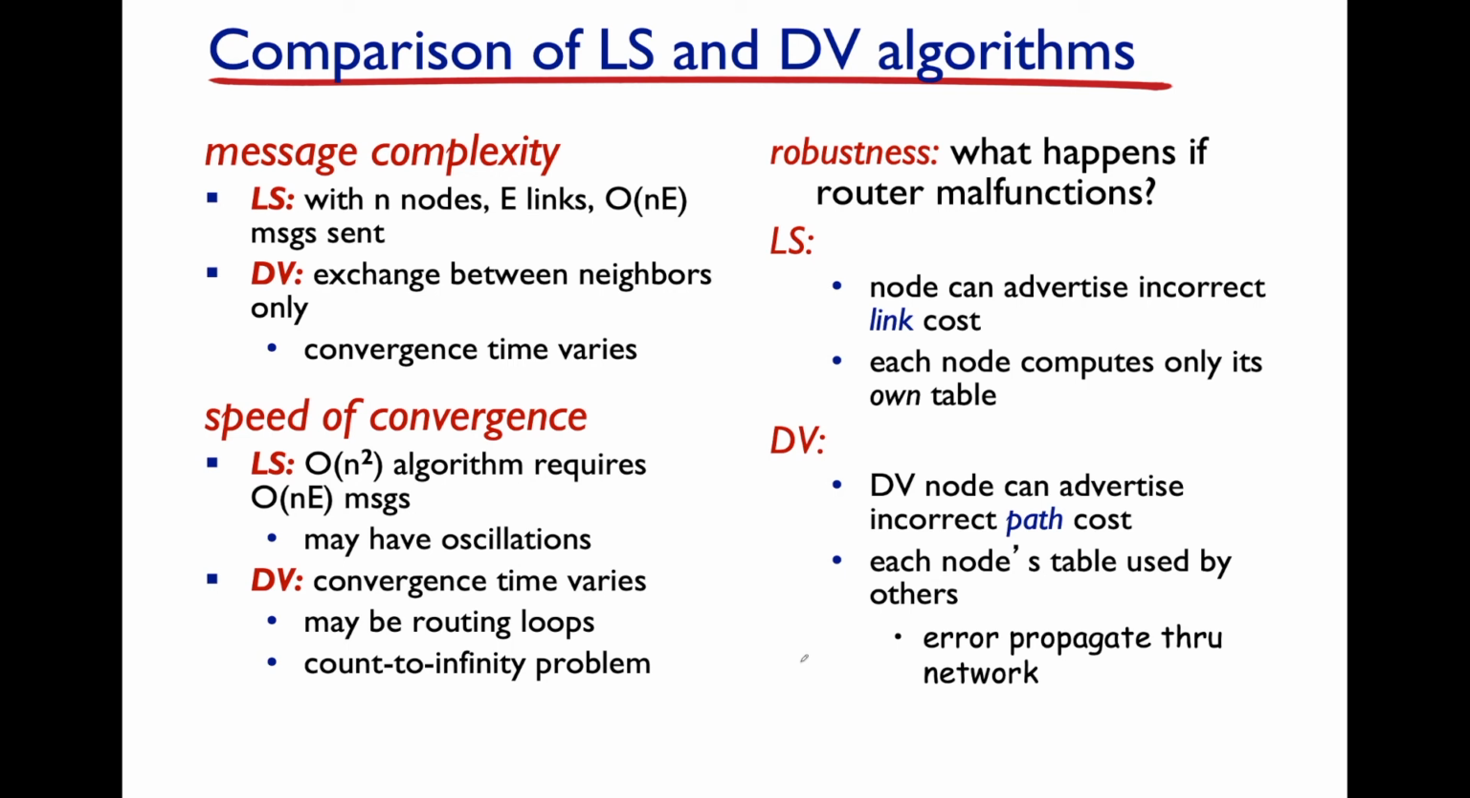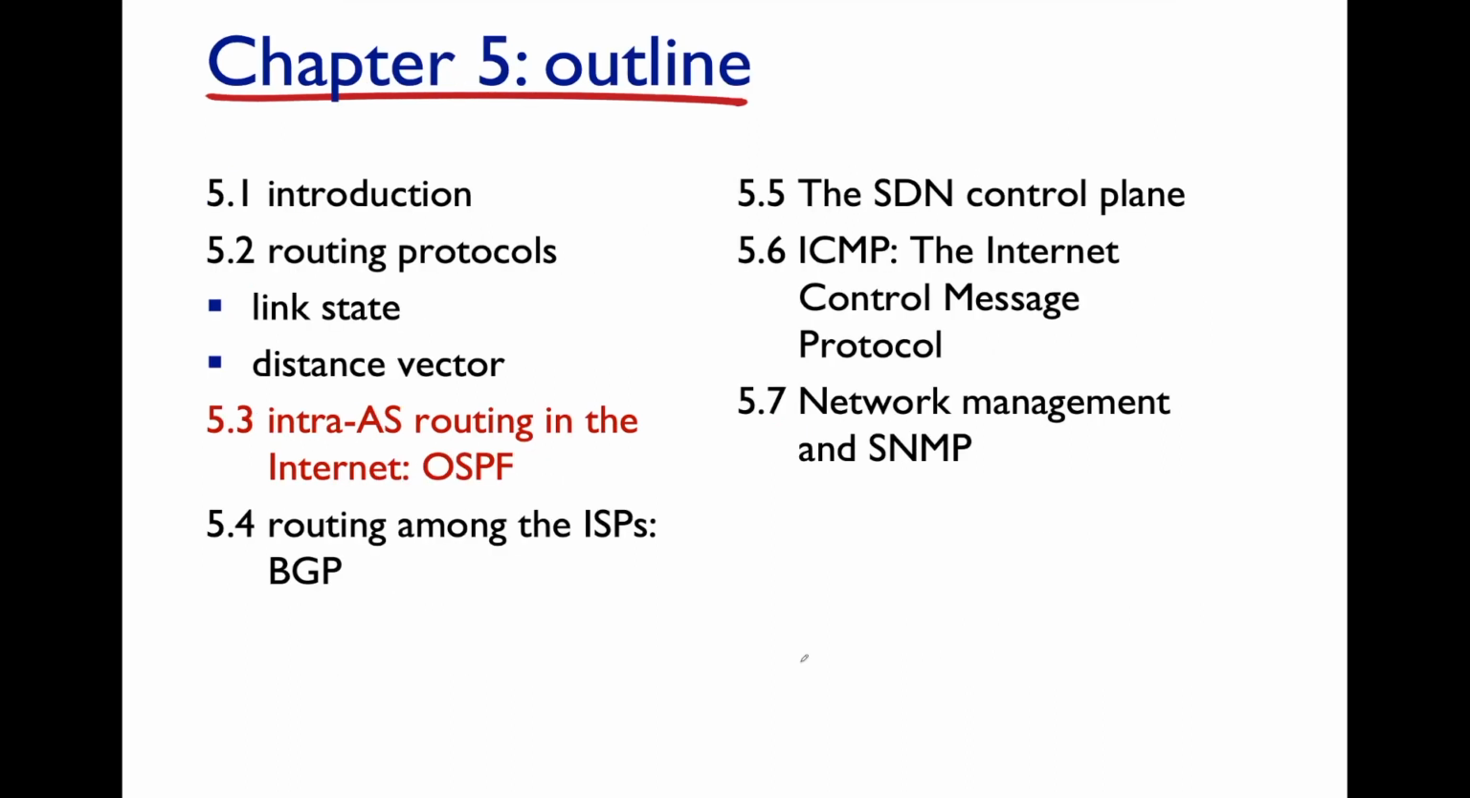Robustness: what happens if a router malfunctions? For link state routing, a node could possibly advertise an incorrect link cost. That would be fairly catastrophic, though each node only computes its own table. So if you advertise an incorrect cost, everyone gets this, they run their link state, and they have an incorrect or imprecise depiction of what the least cost paths should be. For distance vector, a node can advertise the wrong distance vector to its neighbors, and each node's table is used by the others, so these errors are going to propagate throughout the network. Okay, so let's take a look at intra-AS routing.